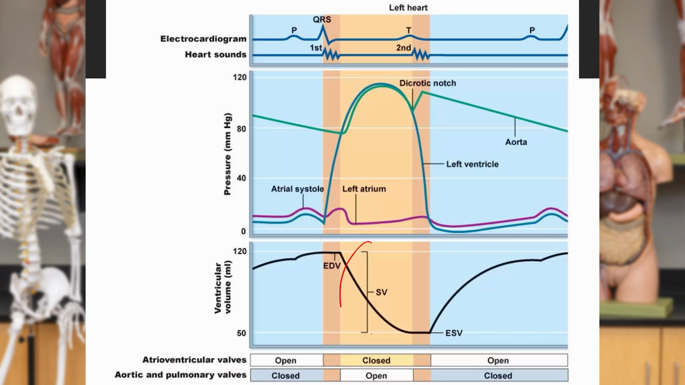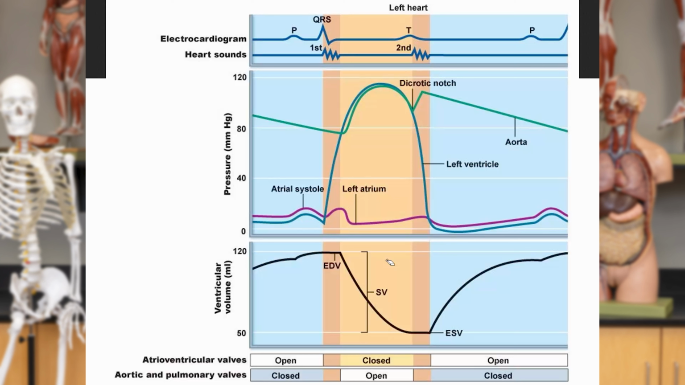Overall, the difference, which is what you're seeing right here, is called your stroke volume. Stroke volume is end diastolic volume minus end systolic volume. Stroke volume is how much blood was pumped out of the heart per beat.